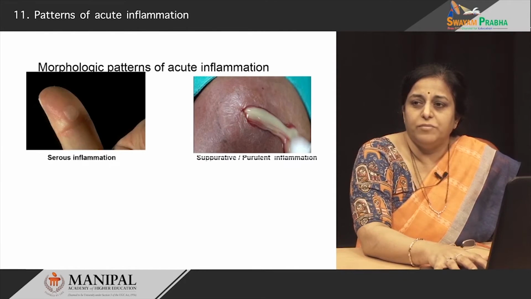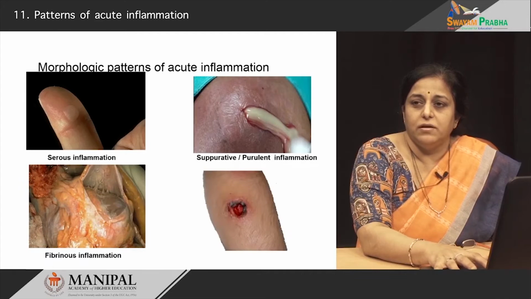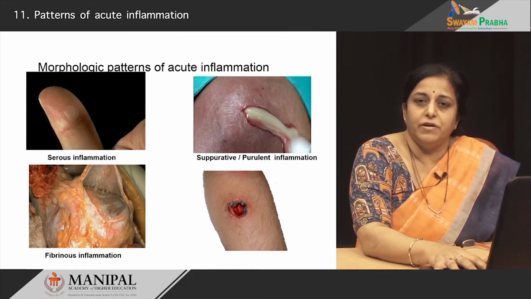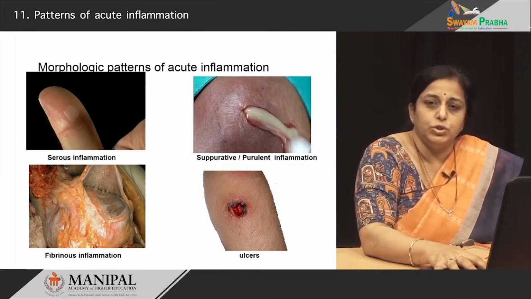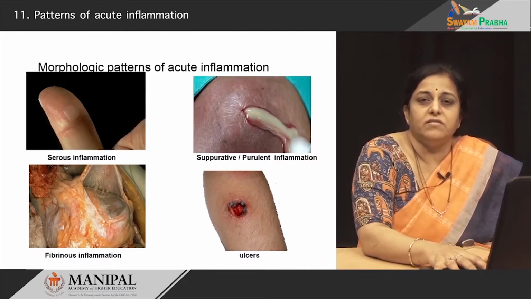So, these are the four types which we just learned. It could be a serous inflammation, a fibrinous inflammation, a suppurative inflammation where you have pus, or it could be an ulcer. All these are different morphological appearances of inflammation in various tissues when there is injury by various different kinds of agents.